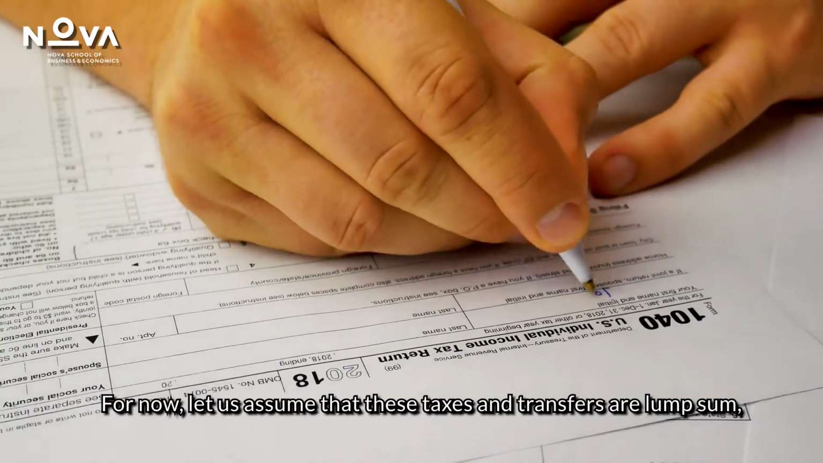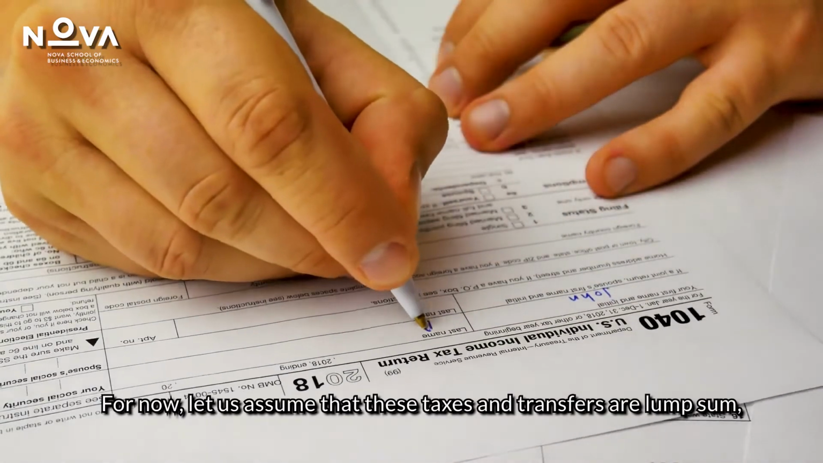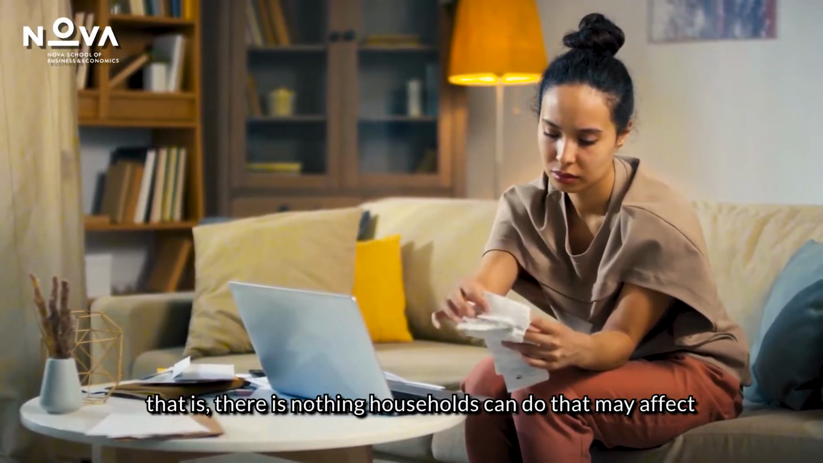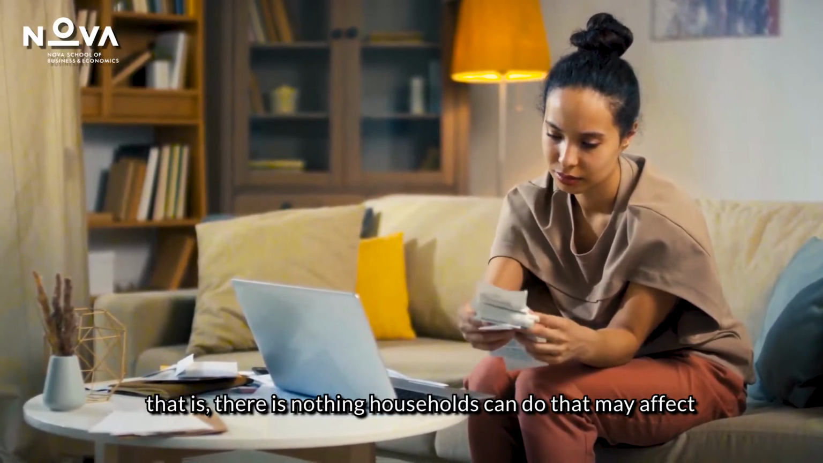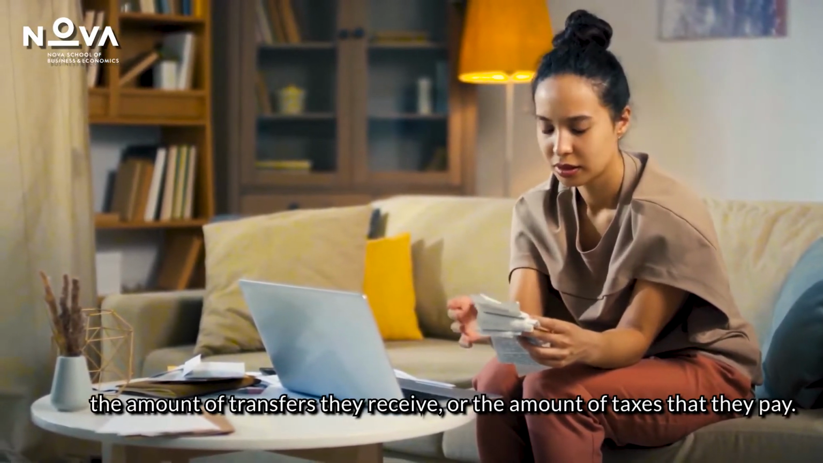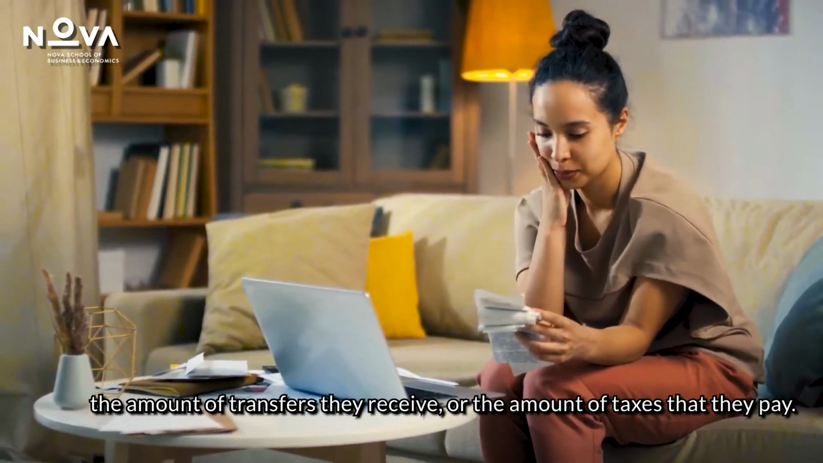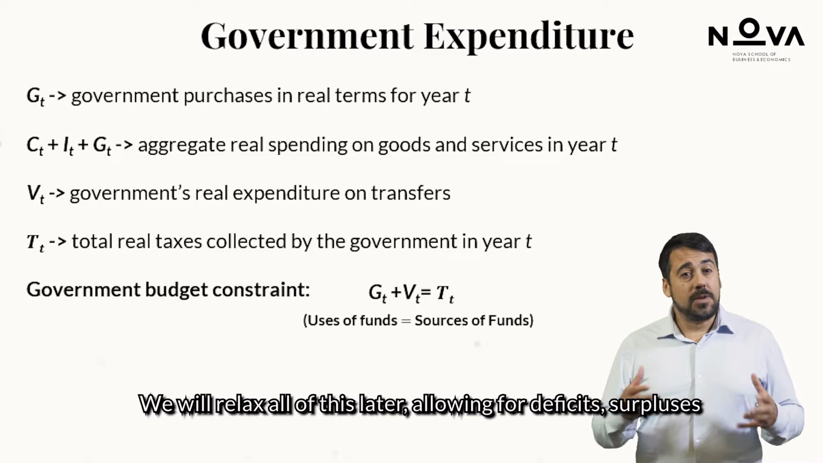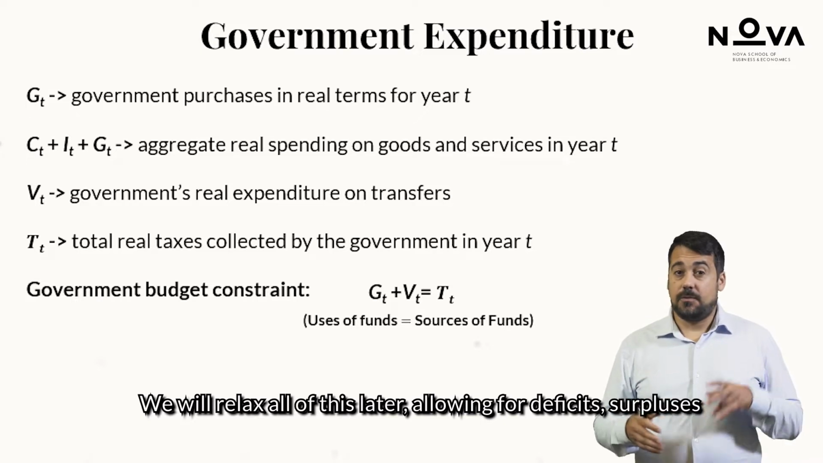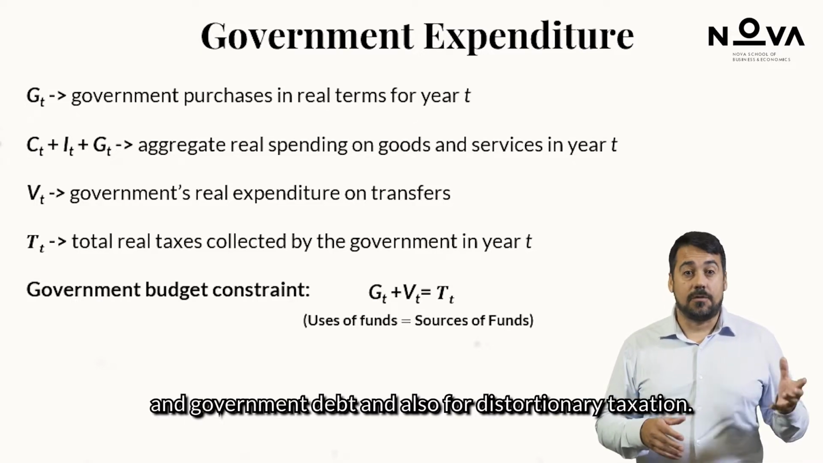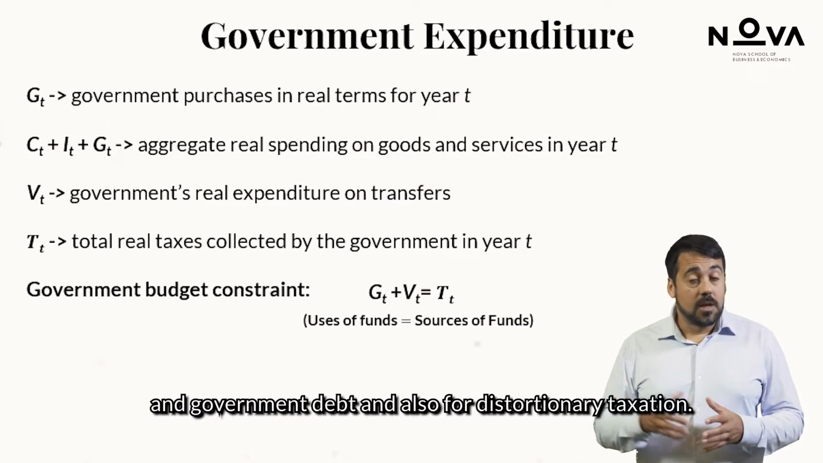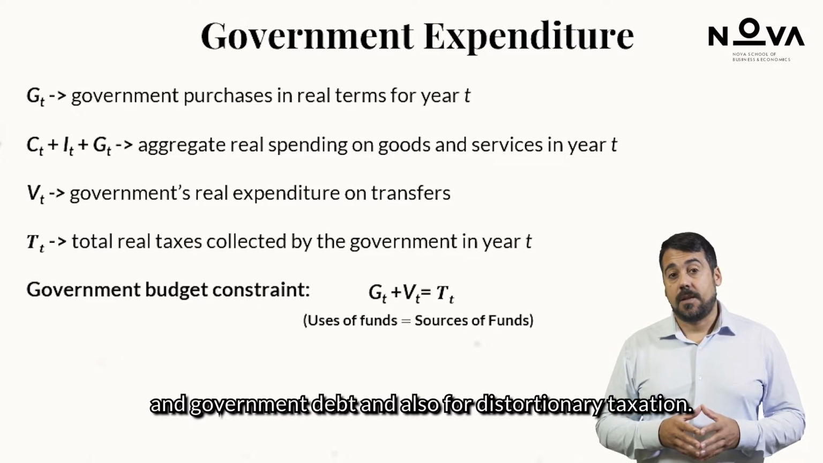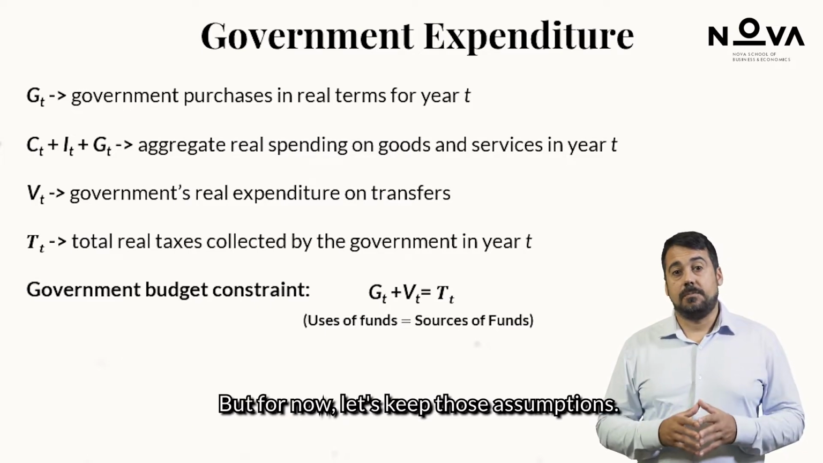For now, let us assume that these taxes and transfers are lump sum. That is, there is nothing households can do that may affect the amount of transfers they receive or the amount of taxes that they pay. Assume also a balanced budget. We will relax all of this later, allowing for deficits, surpluses, and government debt, and also for distortionary taxation. But for now, let's keep those assumptions.